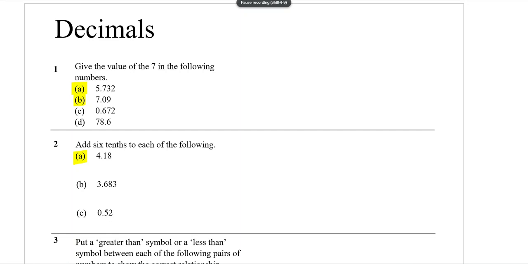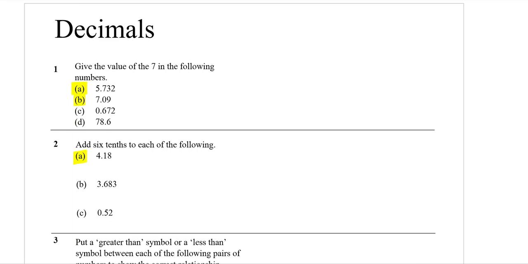All right. Today we're doing the decimals section, and as you know, the fractions and the decimals on your exam are going to be mixed together. So it does go very closely with what we were doing yesterday. So it says give the value of the 7 in the following. This is talking about the place value.